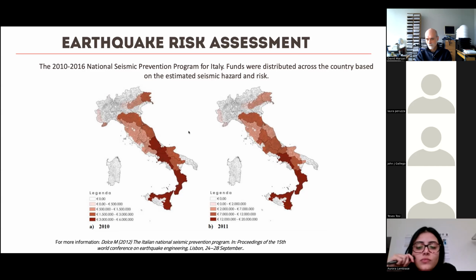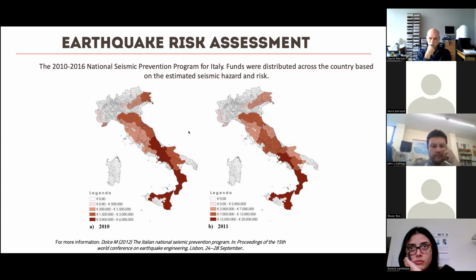But obviously they needed a criteria to distribute the funds across Italy. So doing probabilistic risk assessment is a way for us to do this. Basically they estimated what were the expected losses for the different provinces of Italy. And then the funds were distributed proportional to the earthquake risk. So unsurprisingly, more funds were given to the southern regions of Italy and not so much to the northern regions, where the seismic hazard is lower.